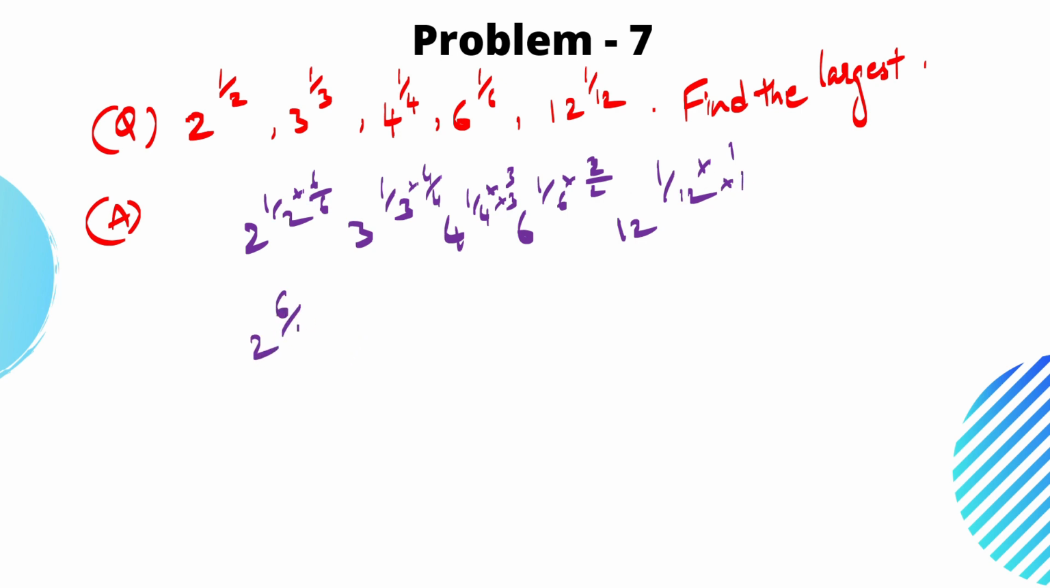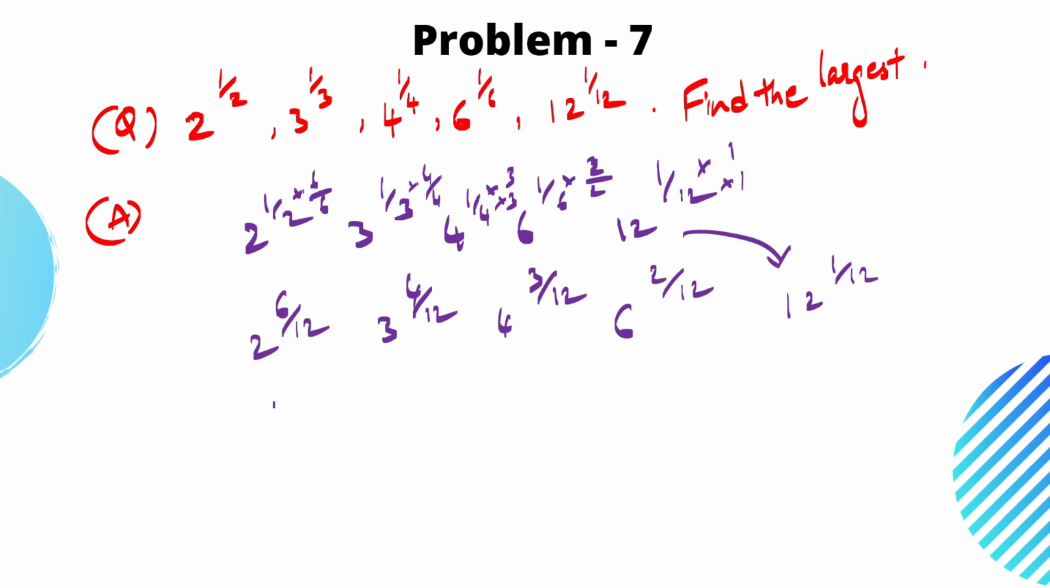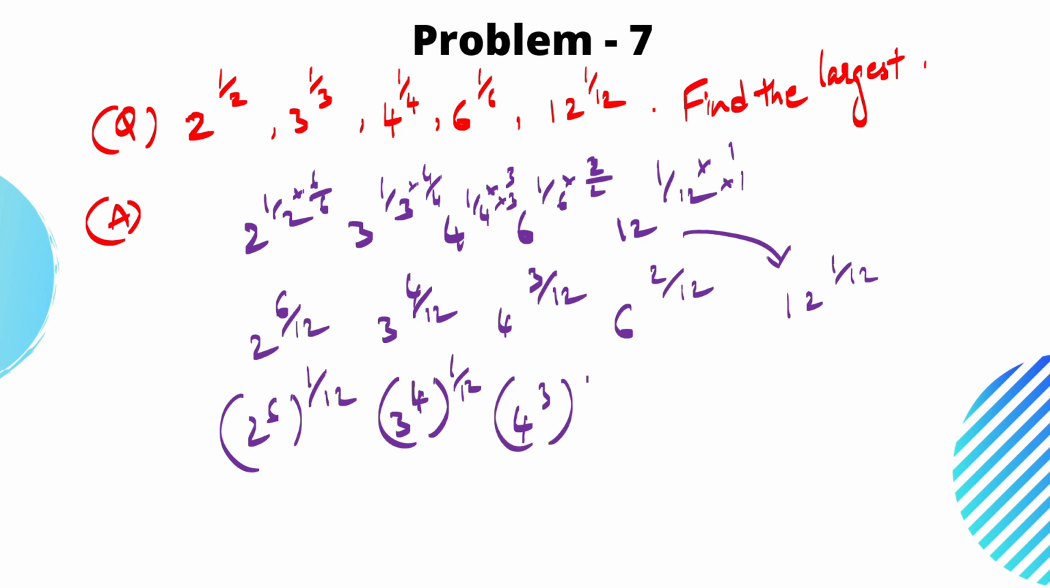So 2 power 6 by 12, 3 power 4 by 12, 4 power 3 by 12, 6 power 2 by 12, and 12 power 1 by 12. Alright. Now how can we do this? 2 power 6 whole to the power 1 by 12, 3 power 4 whole to the power 1 by 12, 4 cube to the power 1 by 12, 6 square to the power 1 by 12, and 12 to the power 1 by 12. So 2 power 6 to the power 1 by 12.